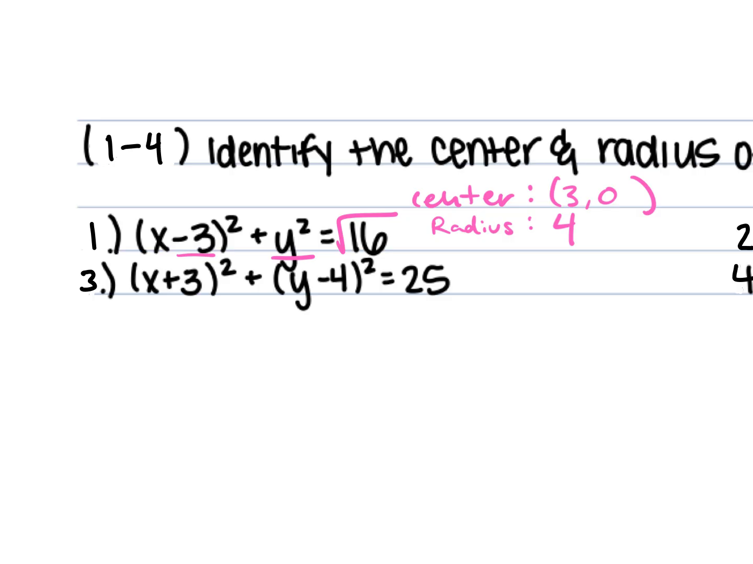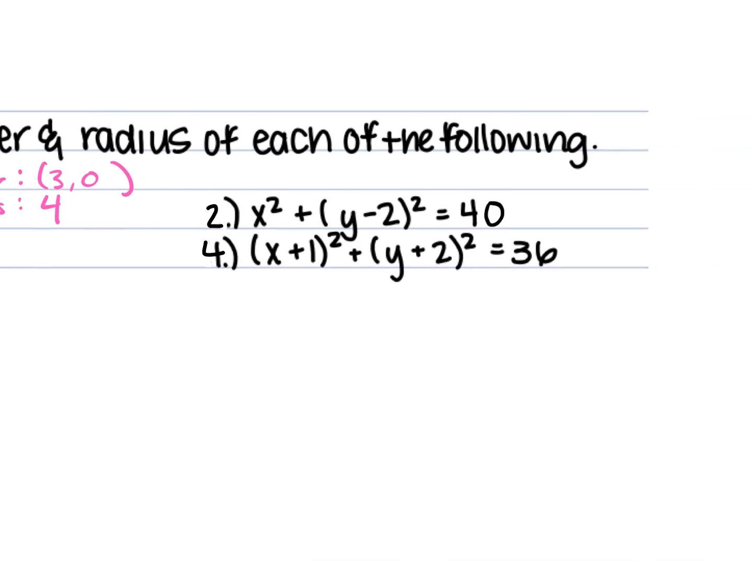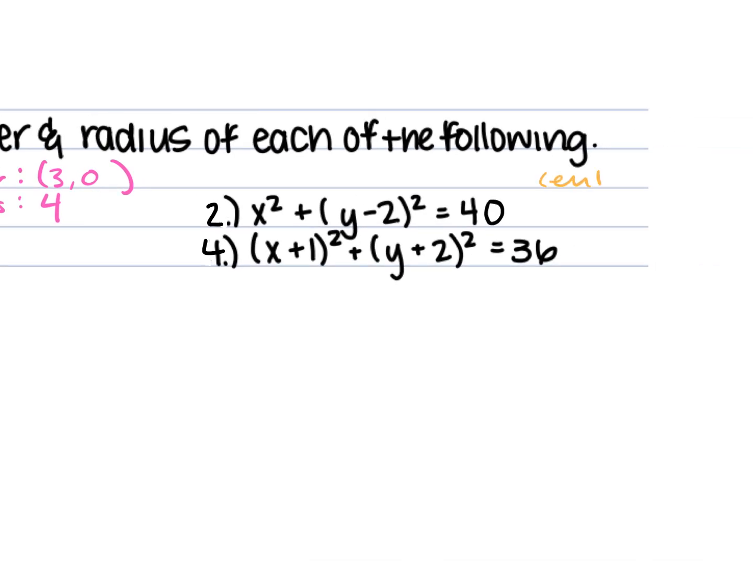Let's do number 3. What's our center for number 3? -3, 4. Awesome. When you write the center, you flip the signs. And then what's our radius? Perfect. Take the square root of what it's equal to. The square root of 25 would be 5. Let's look at number 2. So let's start with the center. What would our center be for number 2? 0, 2.